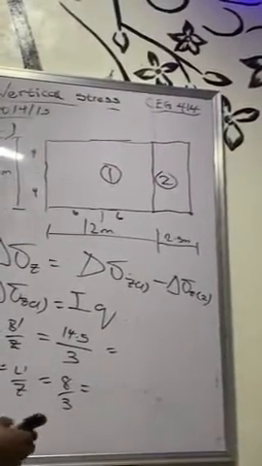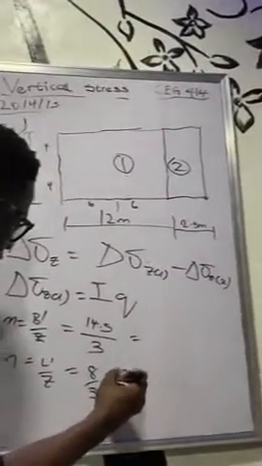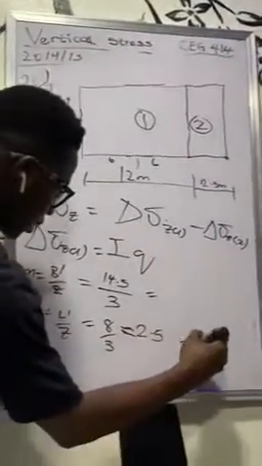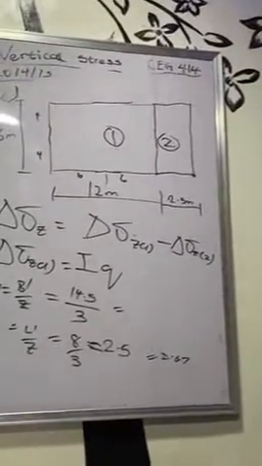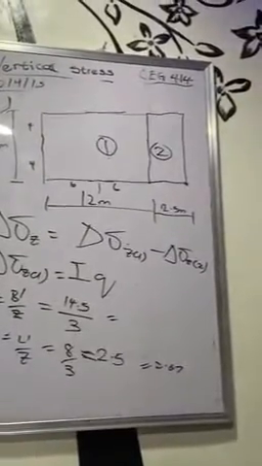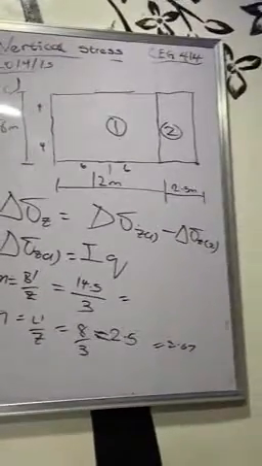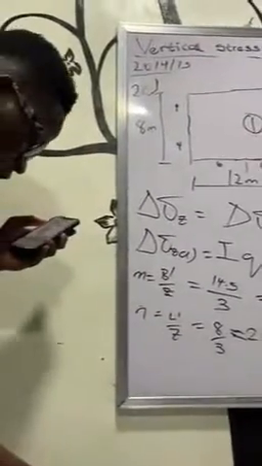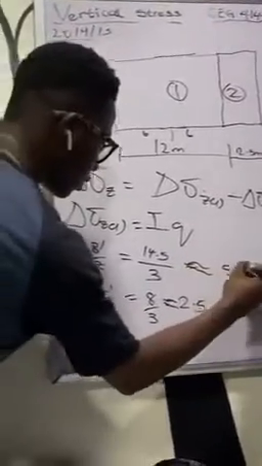I can approximate this to 2.5 or something. So the original answer is 2.67, but because I don't interpolate, I'm using 2.5. 14.5 divided by 3 is 4.83. I could use 5 for this part, 5.0.